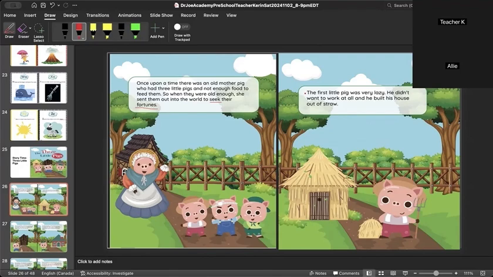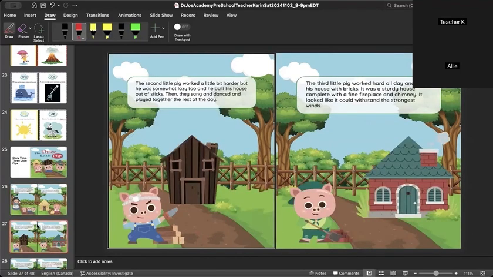The first little pig was very lazy. He didn't want to work at all. He built his house with straw. He built his house out of straw. Correct. Good job. Next slide.